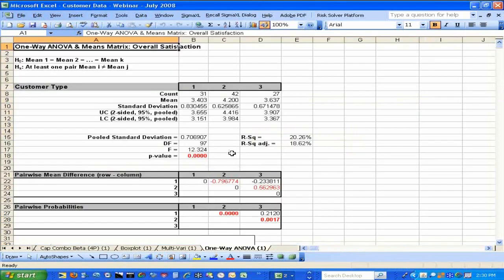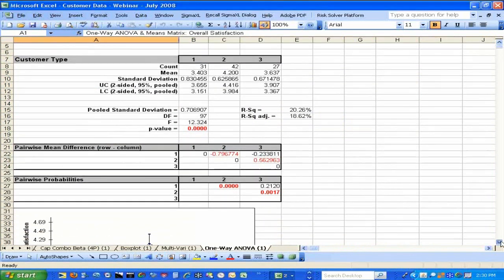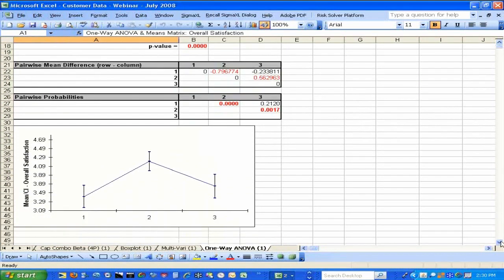And again, as with any statistical tool, there's a lot of information here. Actually, I'll start with the graph, because the graph at the bottom is very similar to what we saw on the Boxplots and the Multi-Vari. These are actually mean values with confidence intervals. And you can see, again, customer type 2 really rising to the top on average satisfaction score. And the fact that the confidence intervals don't overlap does tell you graphically that customer type 2 really does have a statistically significant higher mean satisfaction.